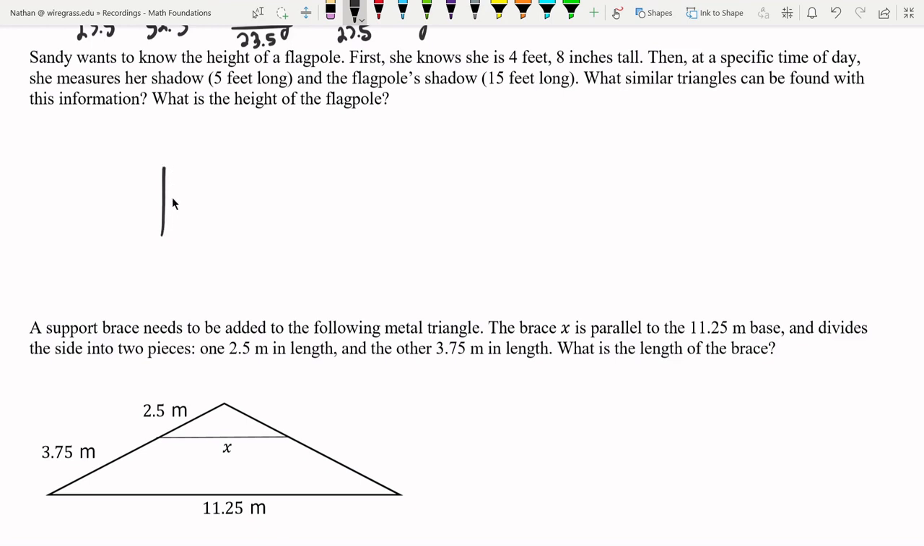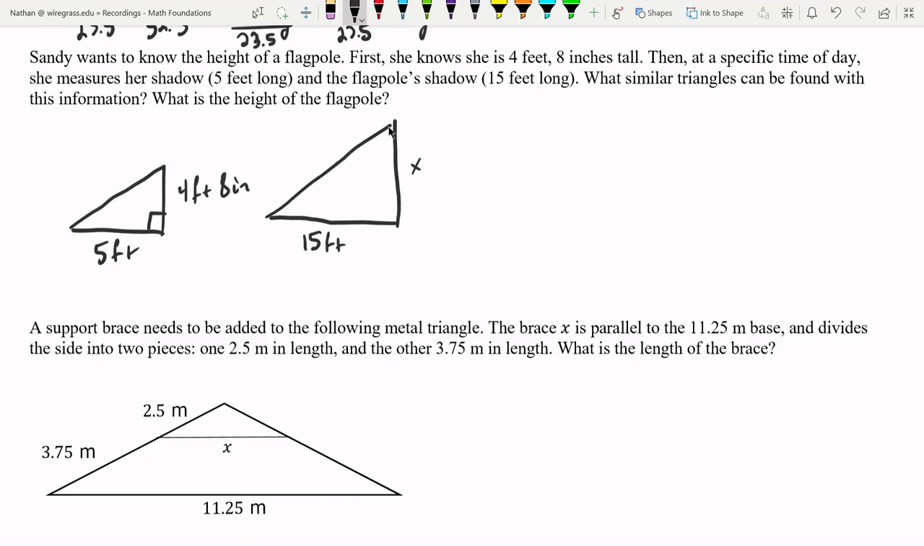I'm just gonna draw a side length of 4 feet 8 inches, and her shadow is 5 feet. I can create a triangle like this because she's standing straight up, and the shadow is at a 90 degree angle on the ground from her. I can also draw the flagpole. It's not going to be perfectly to scale, but the flagpole's shadow is 15 feet long. And we're asking, what is the height of the flagpole?